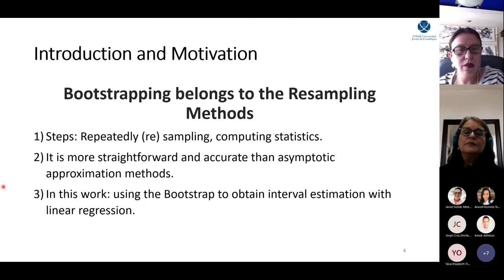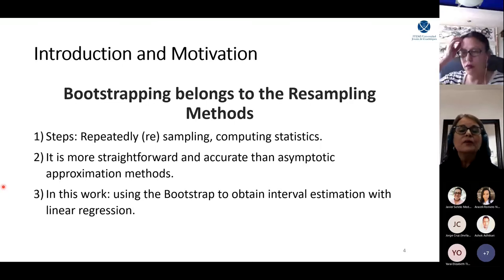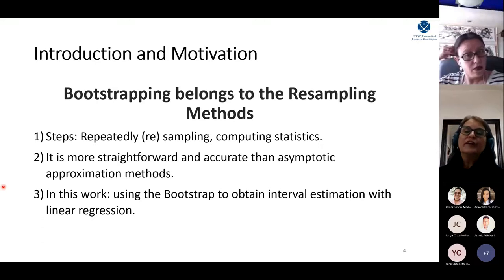The bootstrap belongs to a class of statistical methods called resampling methods. These methods share three basic steps. Firstly, the bootstrap repeatedly resamples, with or without replacement, from a data set. Then, it computes a statistic from the new resample, a subset of the original.